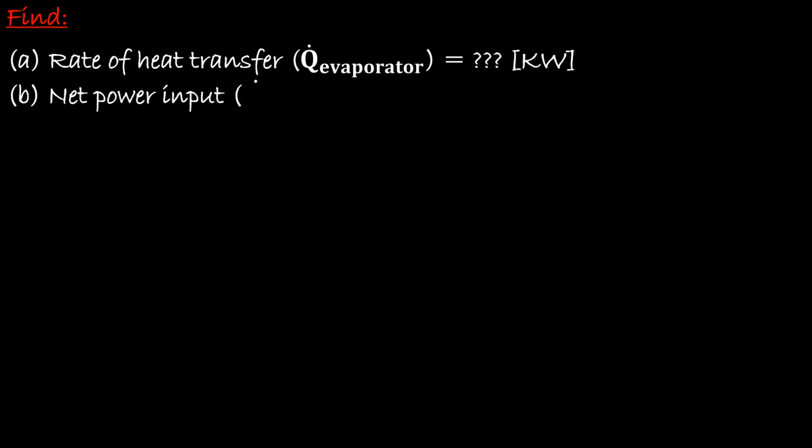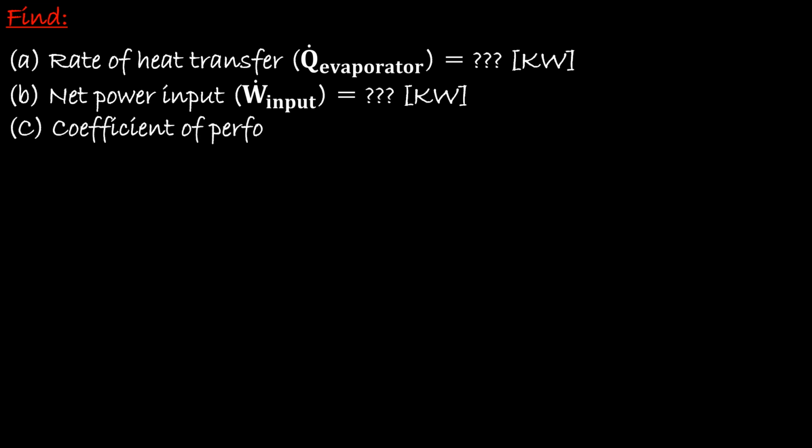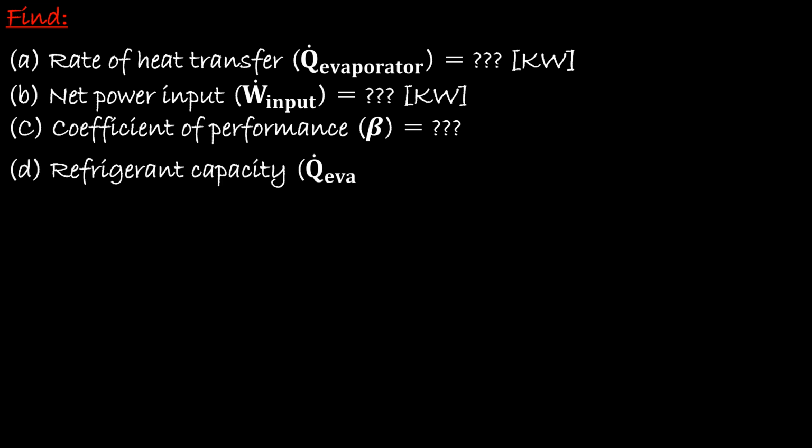In B, we are asked to find the net power input. We will have a net power input from the compressor and an output power from the turbine, and we will see what we mean by that. In C, we are asked to find the coefficient of performance, the maximum theoretical coefficient of performance at which a cycle can operate. And D is the refrigeration capacity, which is the same as A, but instead of finding it in kilowatts, we need to find it in tons.